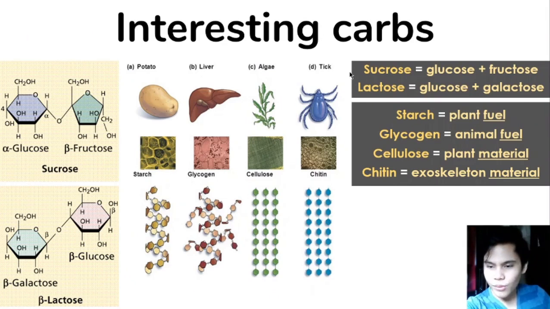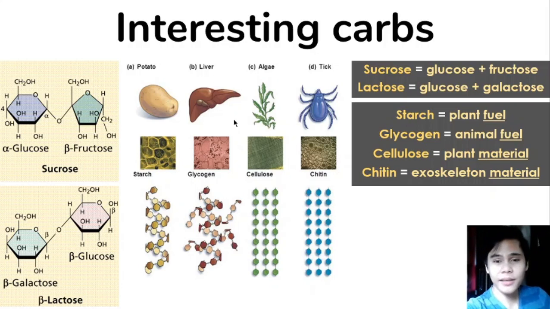So these are some of your more interesting carbs. Again, your table sugar, sucrose, is made up of the monomer units glucose and fructose. Lactose, on the other hand, is glucose and galactose, excuse me. So you can see that here on the left. So even table sugar is a disaccharide.